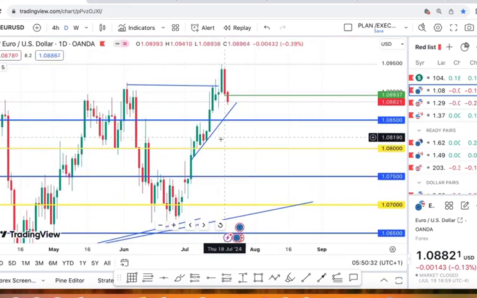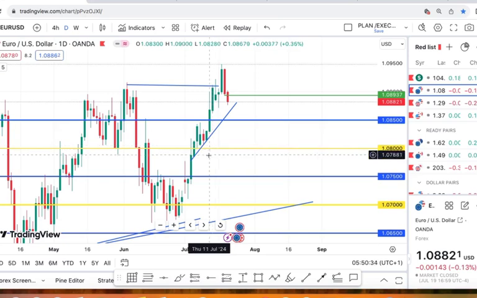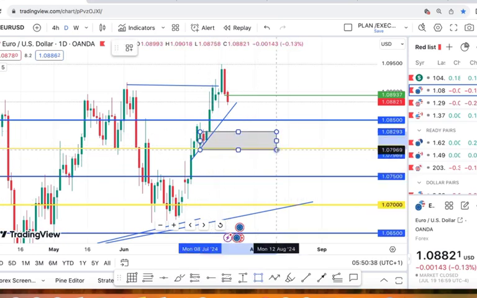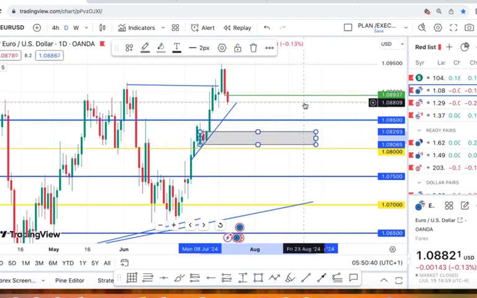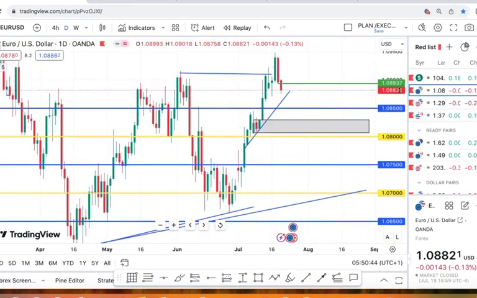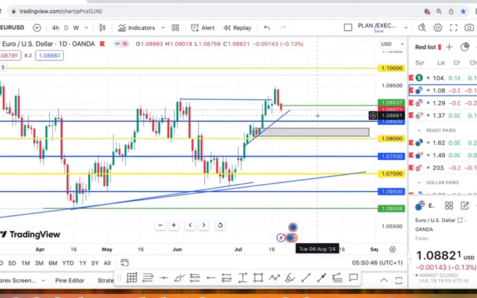Let's stay here. We have this trend line coming from the 4-hour. So here we have this demand zone. I'm expecting price to react up from it and start moving to the upside, at least to test this 1.10,000 I spoke about.